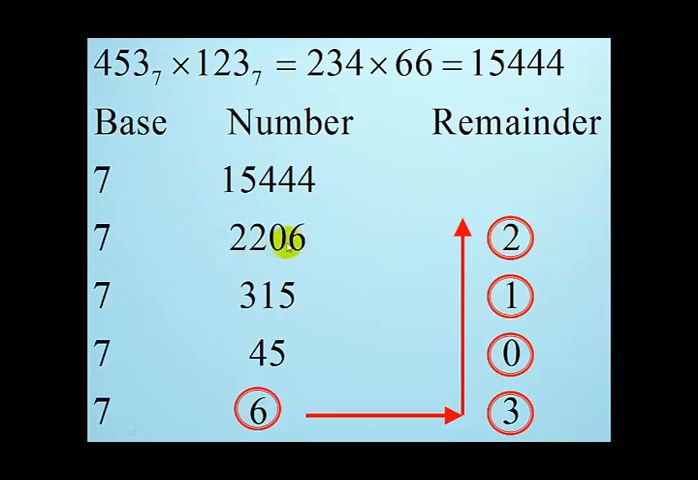2206 divided by 7 equals 315, and the remainder is 1. 315 divided by 7 is equal to 45, and the remainder is 0. 45 divided by 7 is equal to 6, and the remainder is 3. Now because 6 is less than the base, we stop here and write the numbers as shown by means of the arrow. So we have 6, 3, 0, 1, 2.